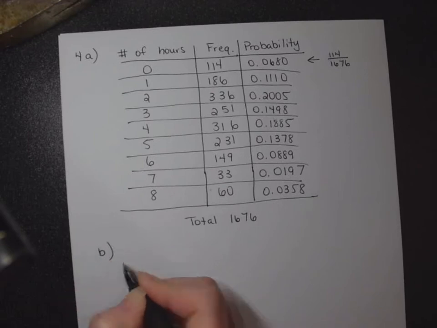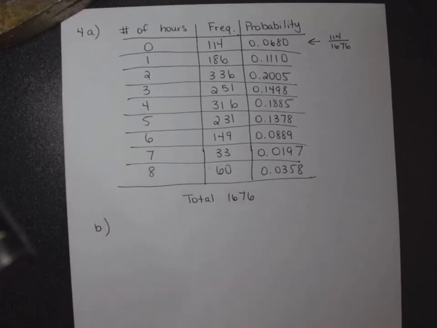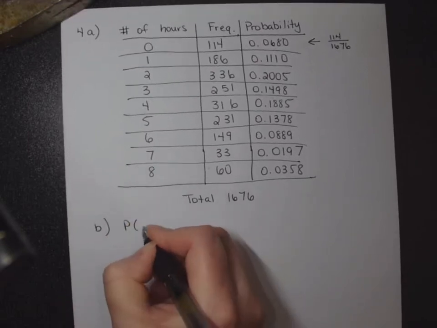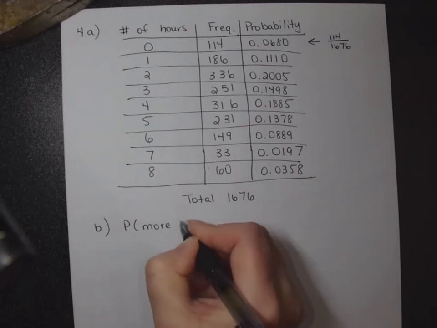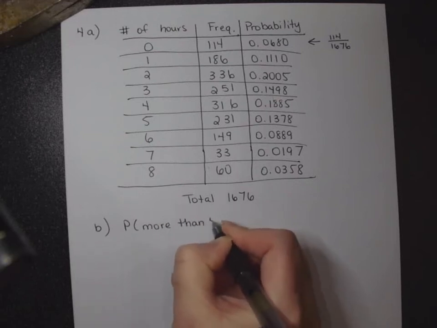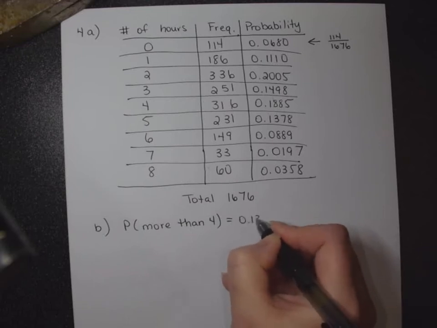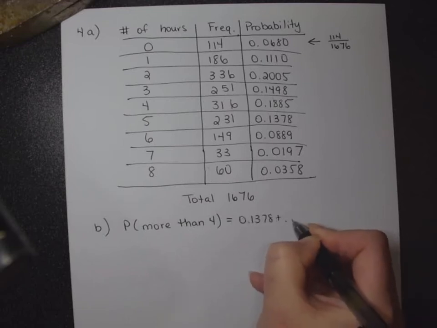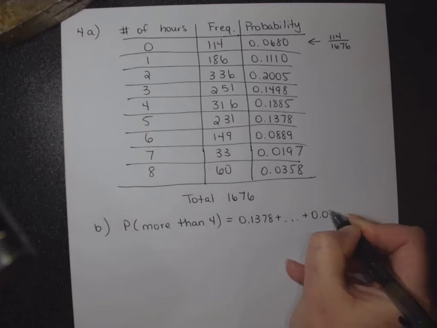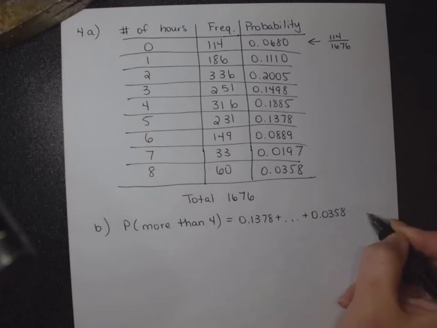All right, part B. Find the probability of more than 4. So more than 4 would be 5, 6, 7, and 8. So I'm going to add all those up. I'm going to be real lazy on this. I feel like you can figure this out, especially since you have a key. But if you add up all of those, you're going to get 0.2822.